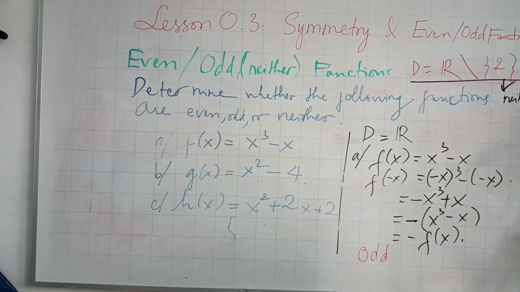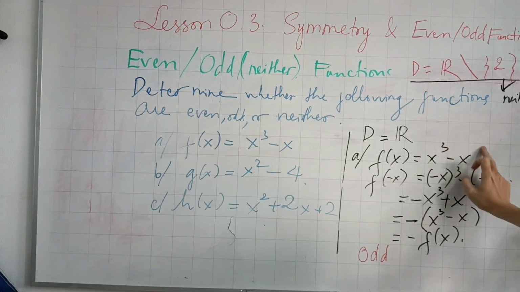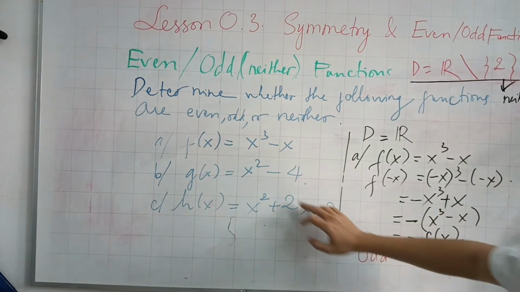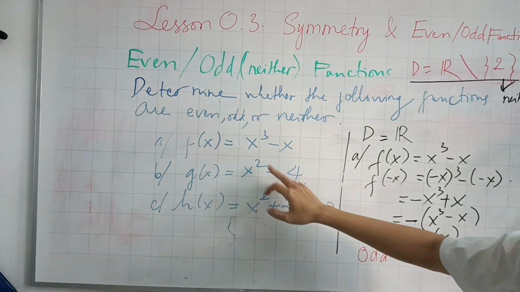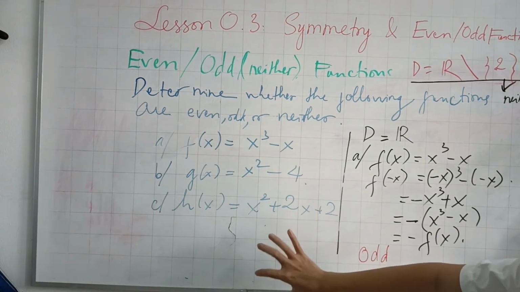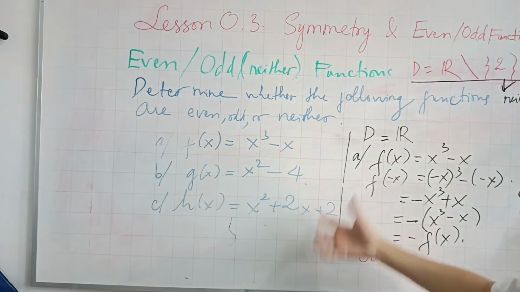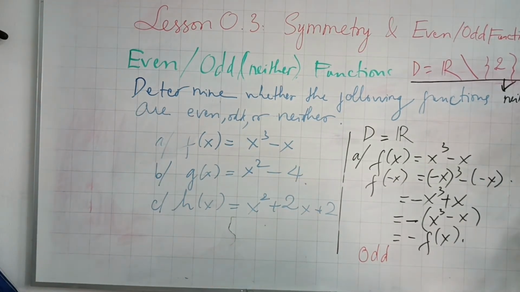A easy way to decide the type of functions: if all terms of x in the function have odd exponents, it is an odd function, and if they have even exponents, it is an even function. And if it is a mix of odd and even exponents, it is neither even nor odd function. Okay, odd function.